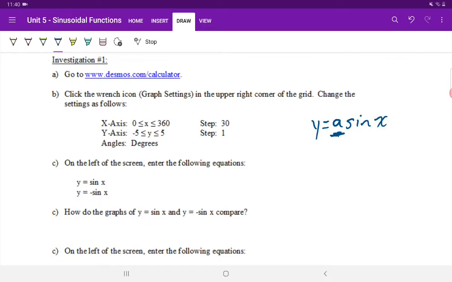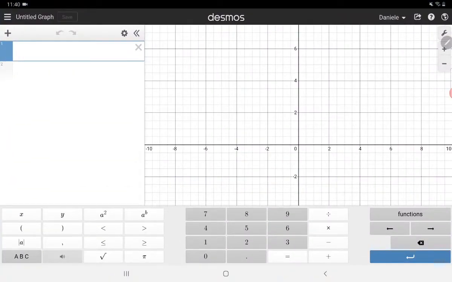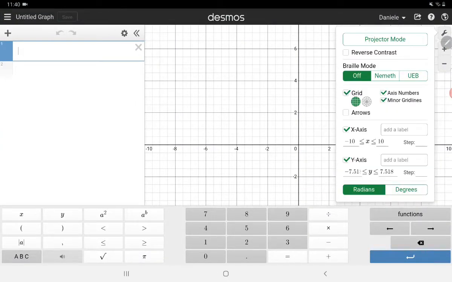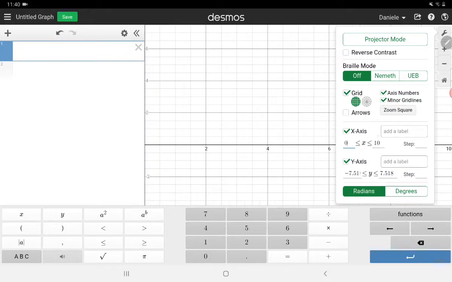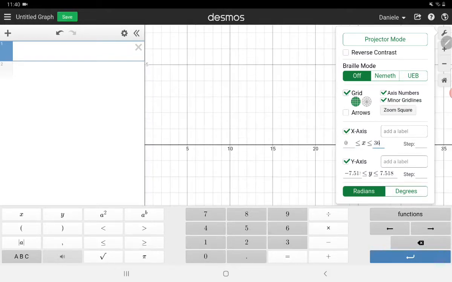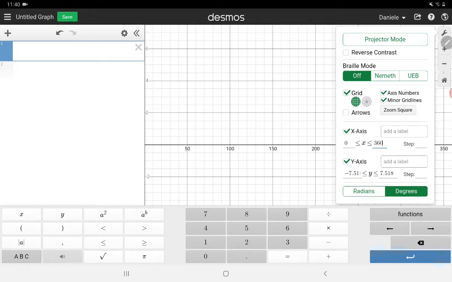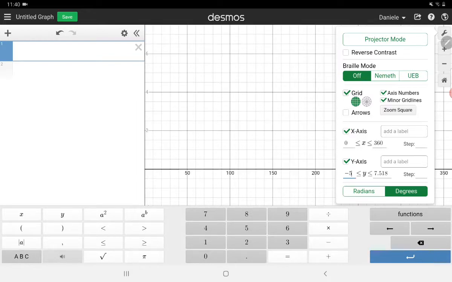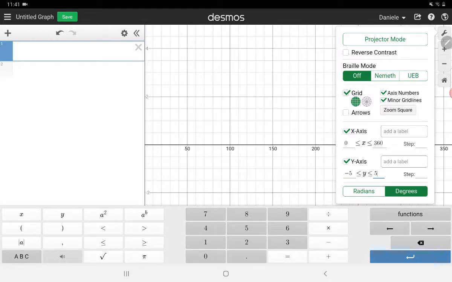So we're going to go to Desmos. We're going to change our window to 0 to 360 degrees, our y-axis from -5 to 5. So let's do that, and make sure we change to degrees from radians. So let's go into Desmos and let's change this up. Let's go from 0 to 360 in degrees. And here we're going to go from -5 to 5.